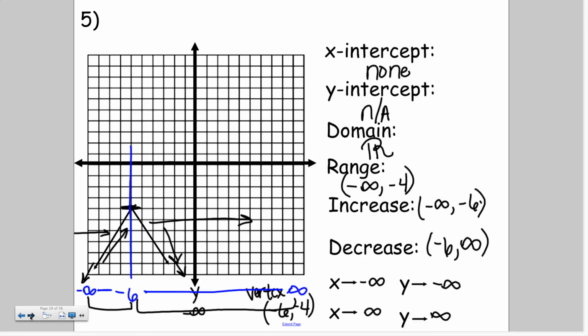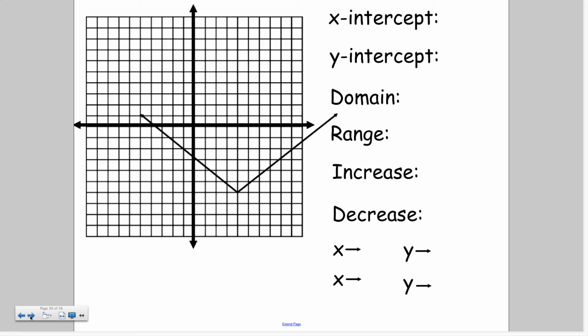All right, one more. All right, so our vertex. Our vertex is going to be right here, which is going to be 4, negative 6. So that makes our range negative 6 to infinity because it is pointing up.